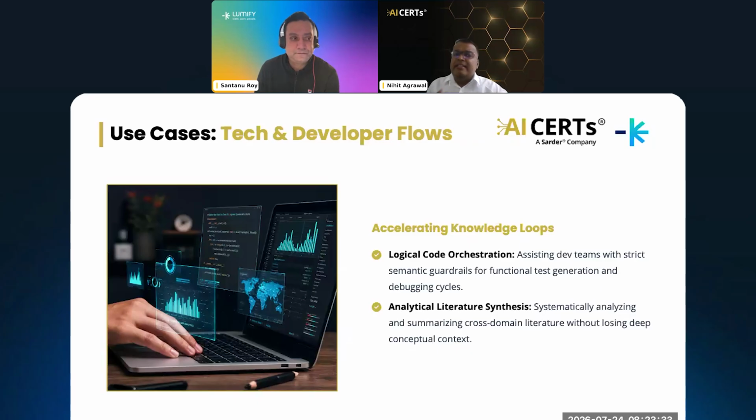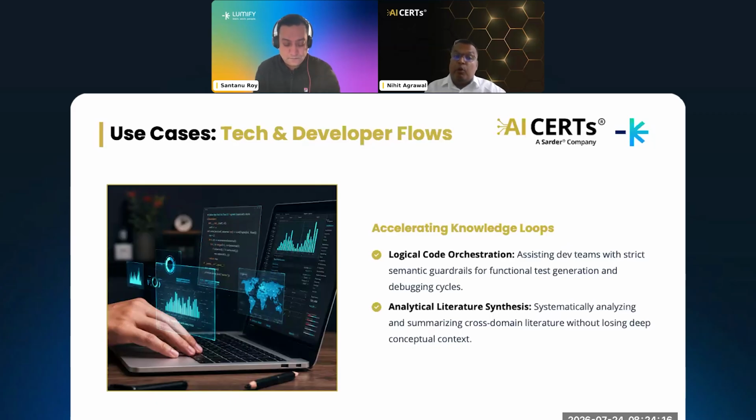Now, let's explore how prompt engineering creates value in technical and developer environments. Many people think that AI is only useful for generating content. But in reality, some of the most powerful applications are happening in software development, engineering, research, and technical knowledge management. The first use case that we have is logical code orchestration. At its core, this means that we are using AI to assist with coding, testing, debugging, and software development workflows. So we are using AI across the start-to-end life cycle of software development.